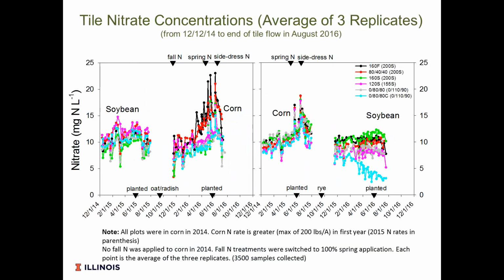So now we're looking at the tile nitrate concentration. You've already seen this part of the soybean corn rotation, and then you've seen this part of the corn soy rotation.